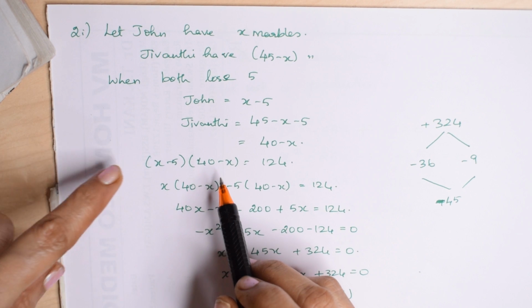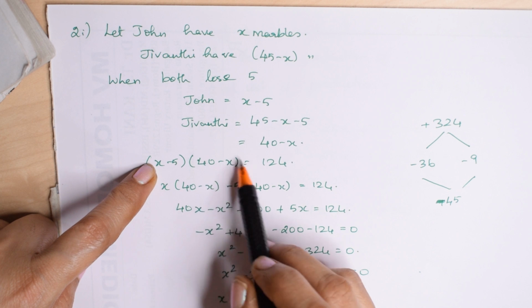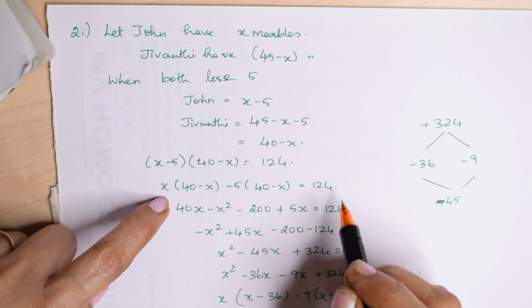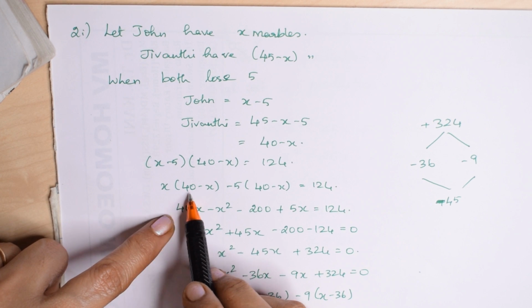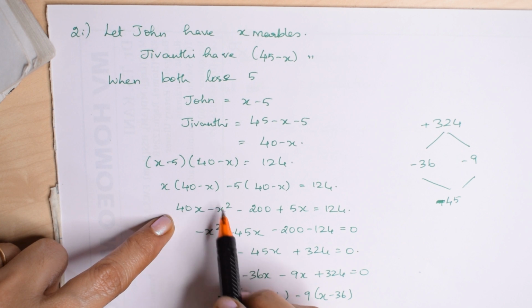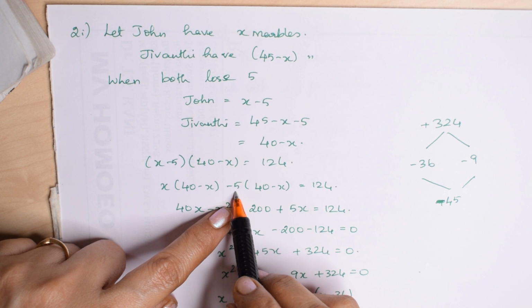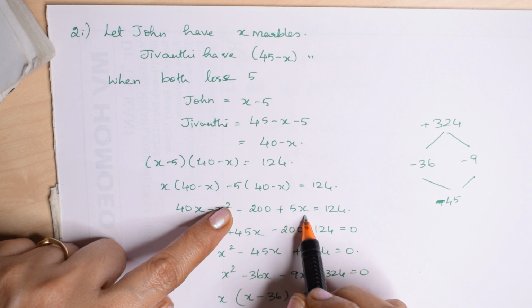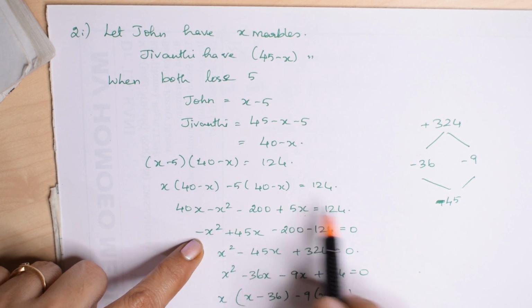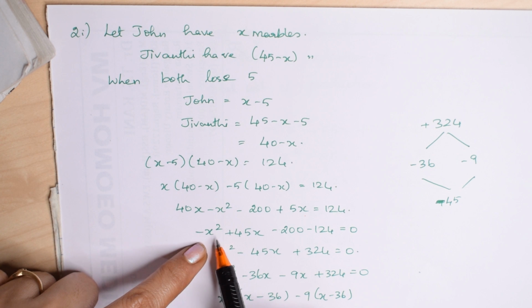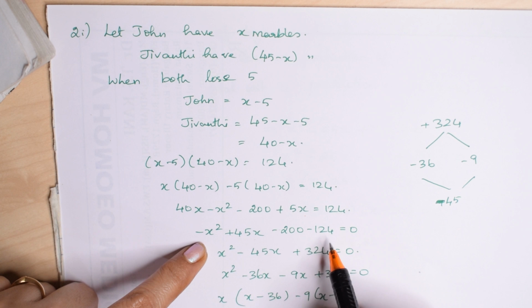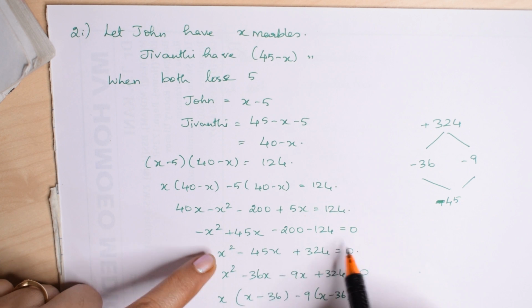I multiplied here: first term x into the whole bracket 40 minus x, minus 5 into the whole bracket 40 minus x, is equal to 124. Bringing it inside: x into 40 is 40x, x into minus x is minus x square. The next term, minus 5 into 40 is minus 200, minus into minus gives plus 5x, equal to 124. Then I simplify the equation. I want the x square term in the beginning, so x square, then 40x and 5x make 45x, and minus 200, and this 124 comes here, so it becomes minus 124, and all sums up together.